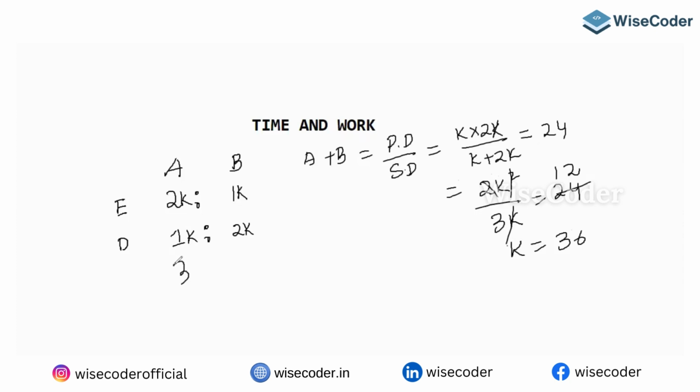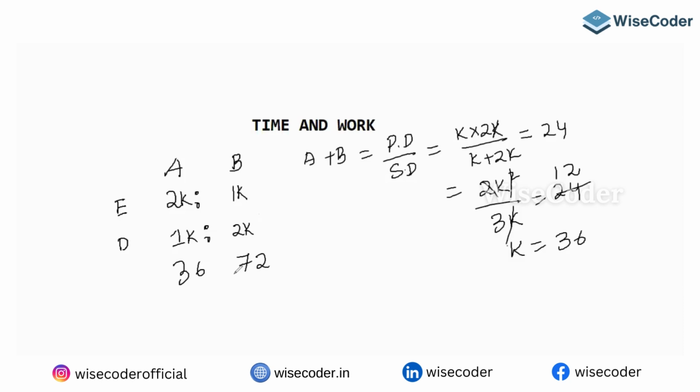When K equals 36, A will take 36 days. When A is taking 36 days, B will take double that, so B will take 72 days. Everything is going to help you. So please be patient, and you can answer your questions very easily. While solving these types of questions, please be patient and try to answer your questions.